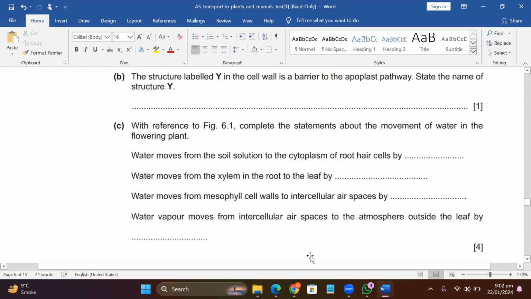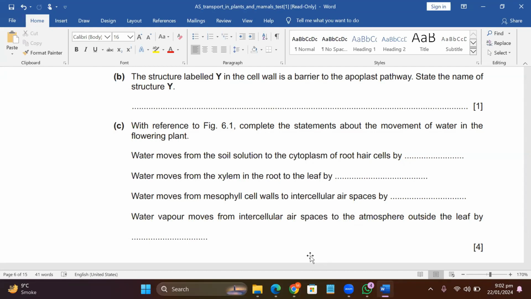With reference to the figure 6.1, complete the statement about the movement of water in the flowering plant. Water moves from the soil solution to the cytoplasm of the root hair cell by osmosis. Water moves from the xylem in the root to the leaf by transpiration pull, and also by the capillary action. Obviously, water moves from the mesophyll cell wall.